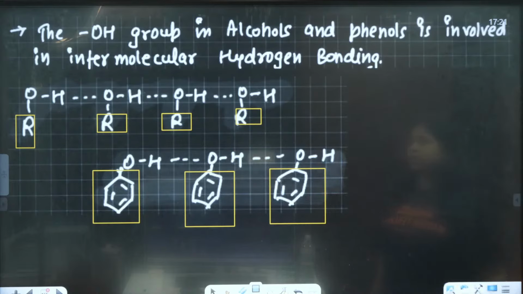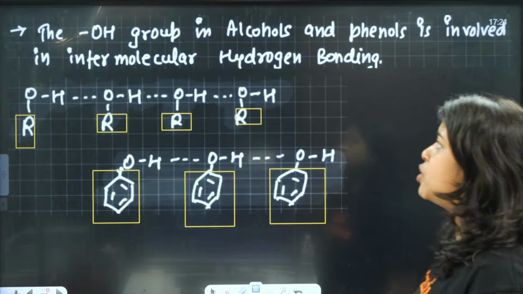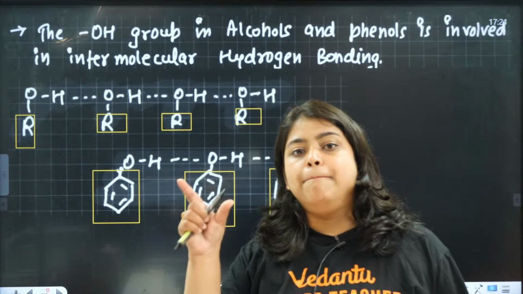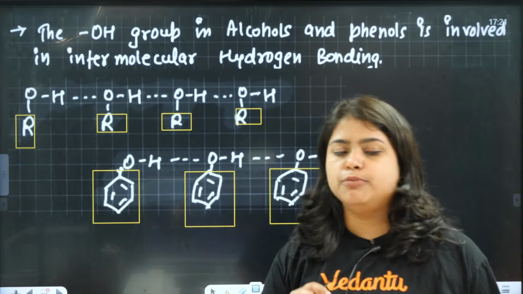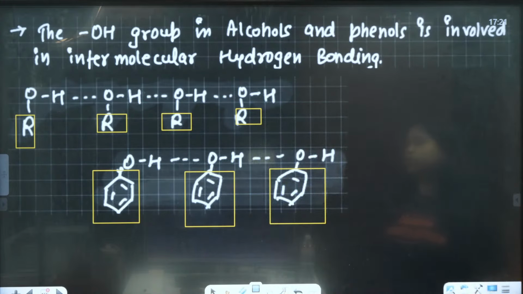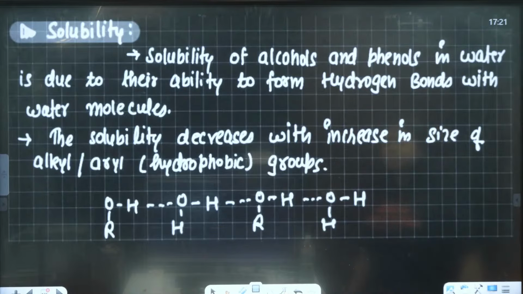So you will not receive marks here. In case they have asked about the intermolecular hydrogen bonding, mention properly the intermolecular hydrogen bonding structure. If you do not mention it, you will lose the marks here. Okay, next comes the solubility.